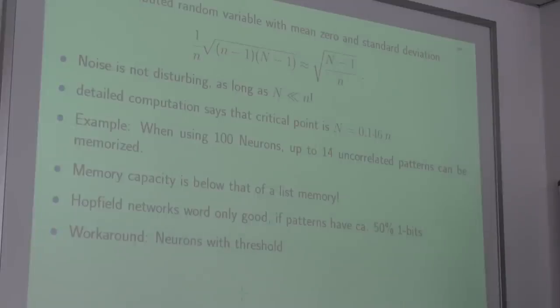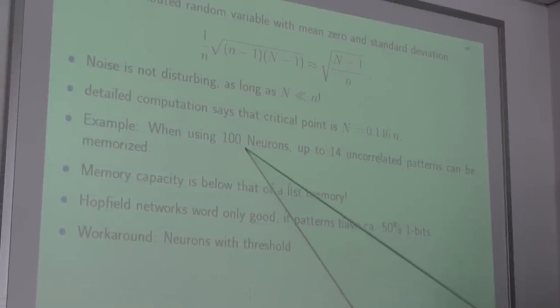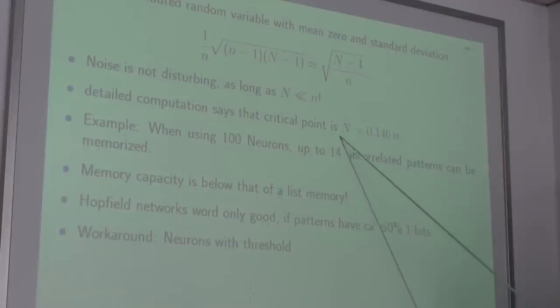Some other remarks. For the example, when we use 100 neurons, up to 14 uncorrelated patterns can be stored. And of course, the memory capacity is below that of a list memory. I don't go into this in detail. That's an exercise for you: take a list memory where you store binary numbers and compare it with this storage capacity.